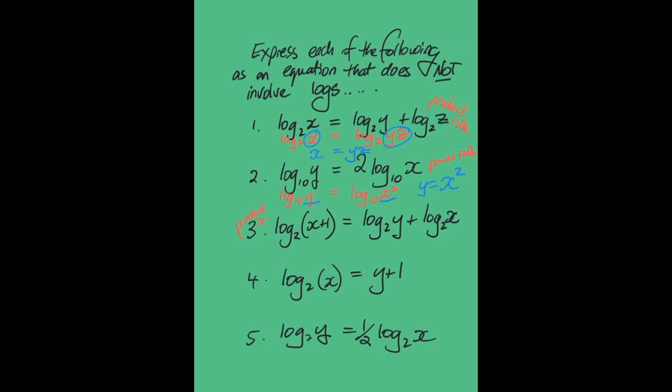Number 3 uses the product rule. Log base 2 of x plus 1 equals log base 2 of y x. X plus 1 is equal to y x, or x y. X plus 1 over x equals y.